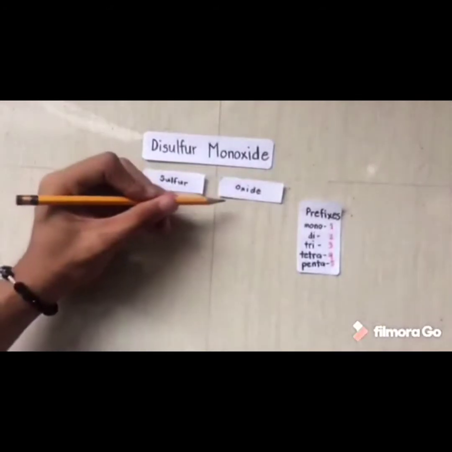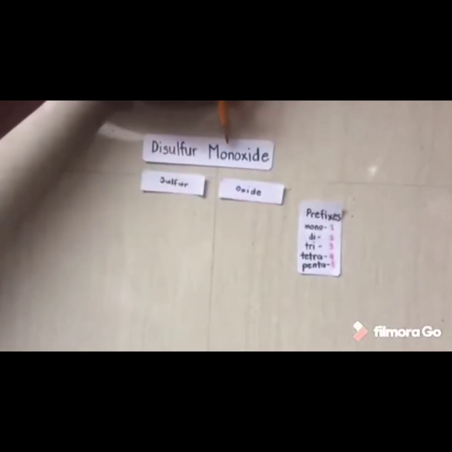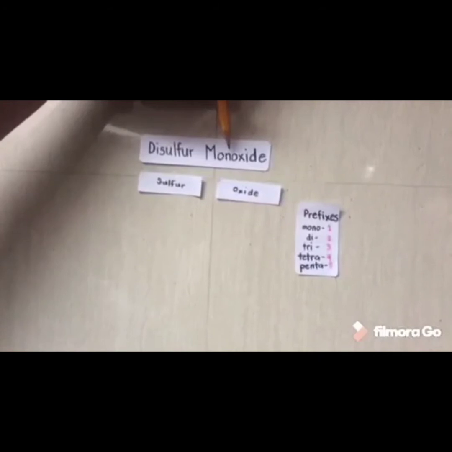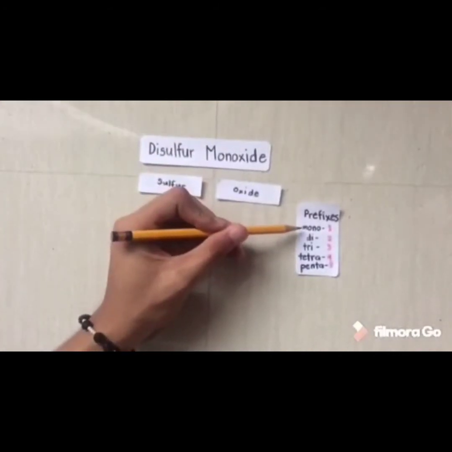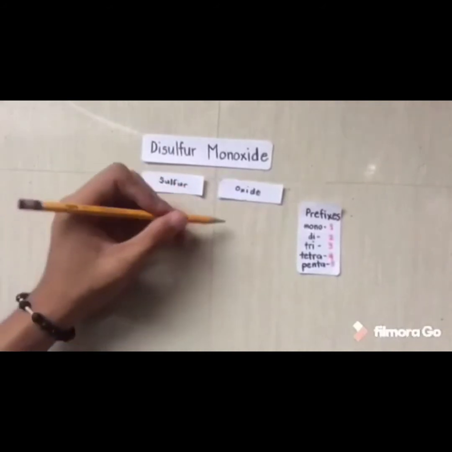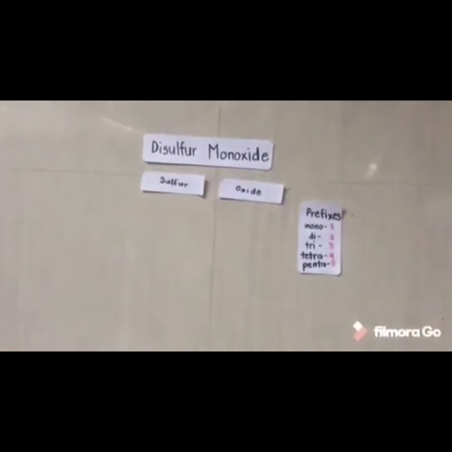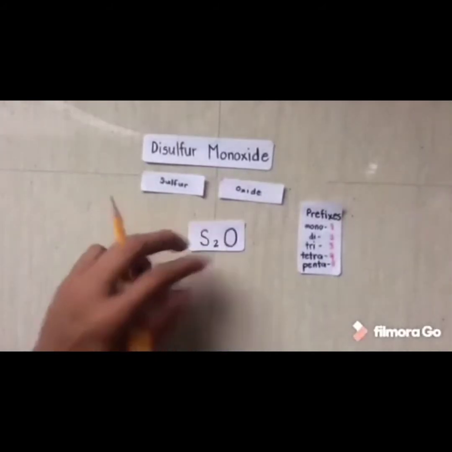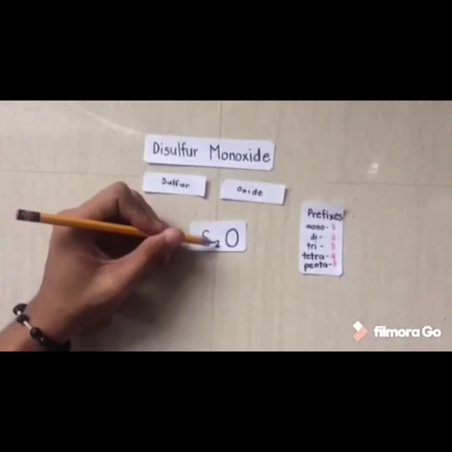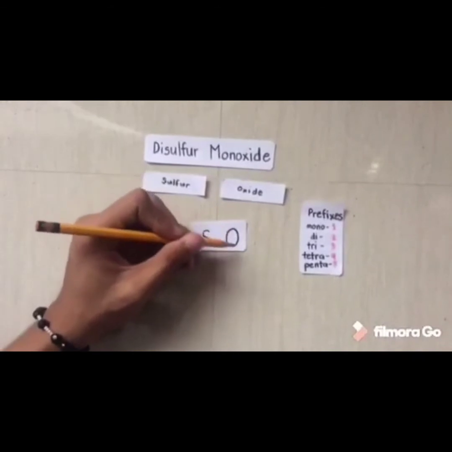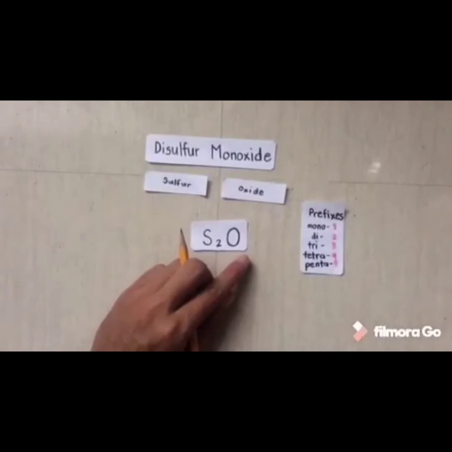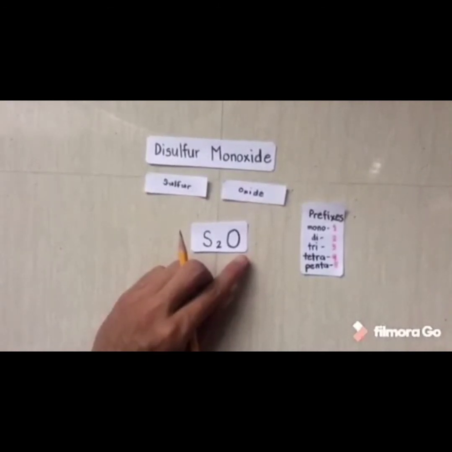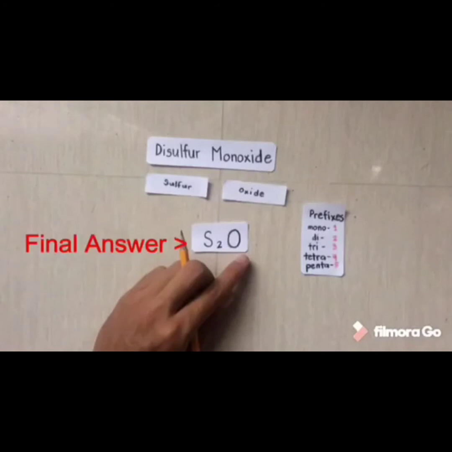Here we have oxide, and we can see that it has prefix mono attached on it. In the prefix table, mono is equivalent to 1. So we will write that as O1. It should look like this: S2O1. Since 1 is not necessary, we do not need to put it in the element. And our final answer will be S2O.